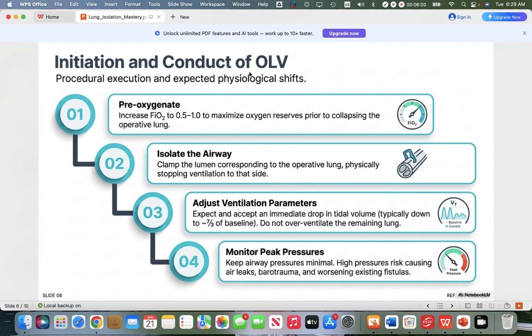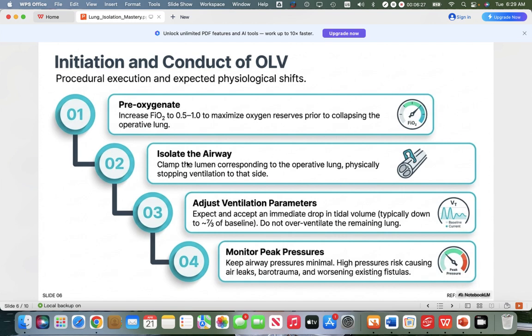Initiation and conduct of one-lung ventilation: procedural execution and expected physiological shift. First, pre-oxygenation. Increase FiO2 to 1.0 to maximize oxygen reserve prior to collapsing the operating lung. So we increase the FiO2 before collapsing the non-dependent lung.